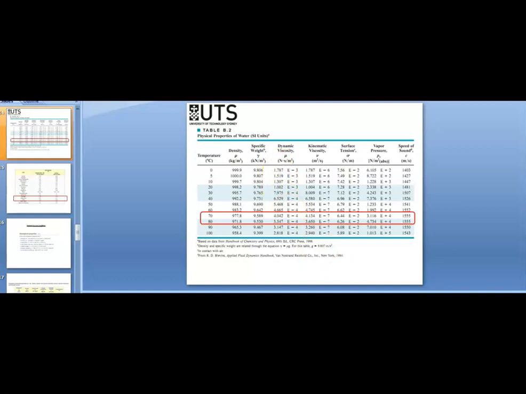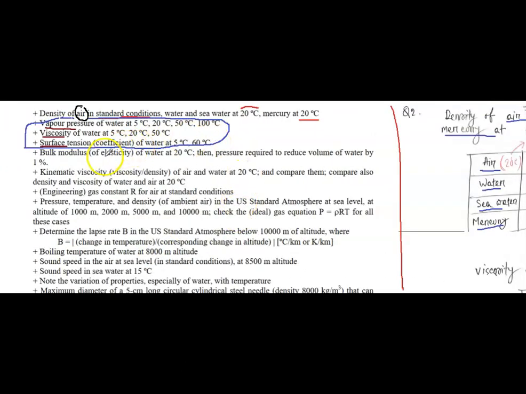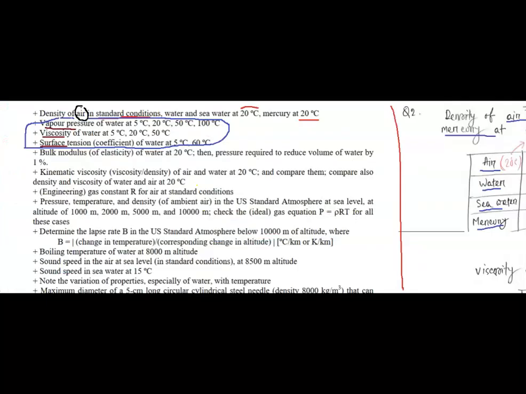But if you see here, the question we had, we need to calculate the vapor pressure for different temperatures like 5, 20, 50, and 100. If we see this table here, this is 5, 20, 50, and 100, and you will get the corresponding vapor pressure here. Similarly, you will get the surface tension for any temperature here. So this is pretty straightforward.